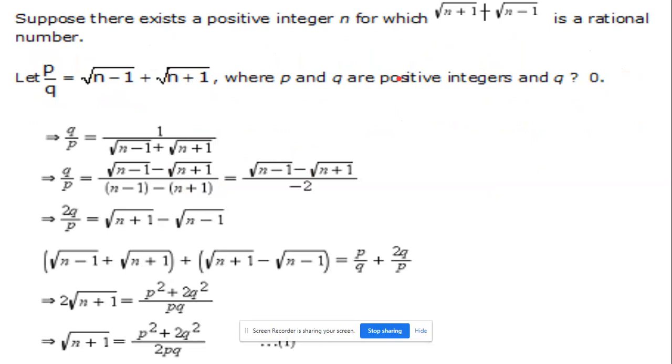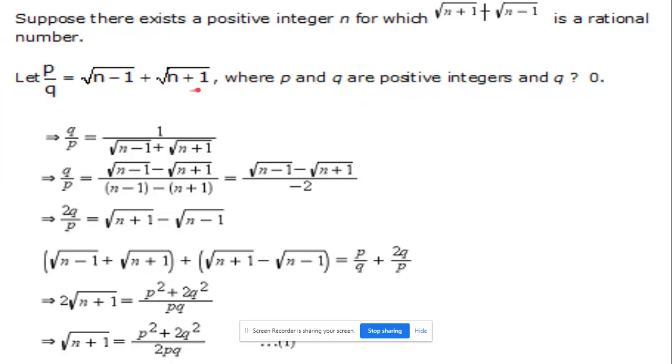So let us suppose there exists a positive integer n for which this relation, square root of n plus 1 plus square root of n minus 1, is a rational number. So if it is rational, then we can say that this will be equal to p upon q, where p and q are positive integers and q is not equal to 0. Make a correction here, this is not equal to. Okay.